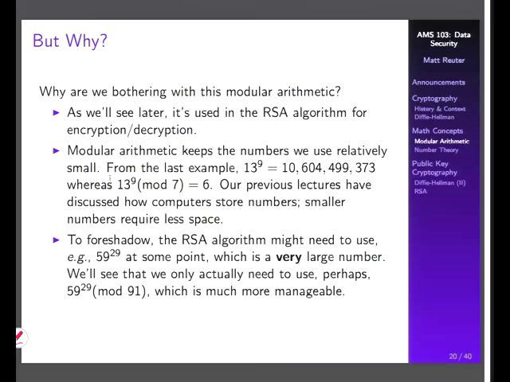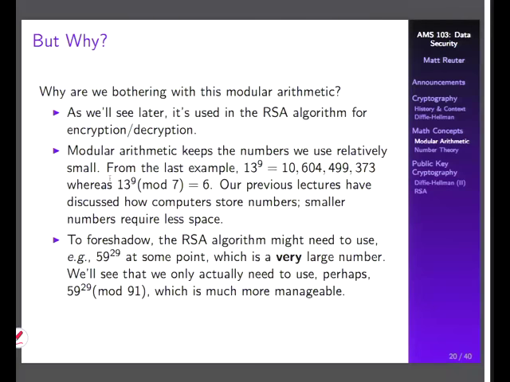So, as we've already said, why are we bothering with all this modular arithmetic? As I've said, it's going to be key to RSA and to Diffie-Hellman. As I've already said, modular arithmetic keeps the numbers relatively small. So from that last example, I said it was 1 billion. Excuse me, it was about 10.5 billion. 13 to the 9th is 10,604,499,373. I know you're all thinking that.